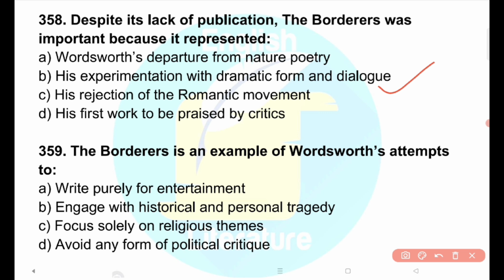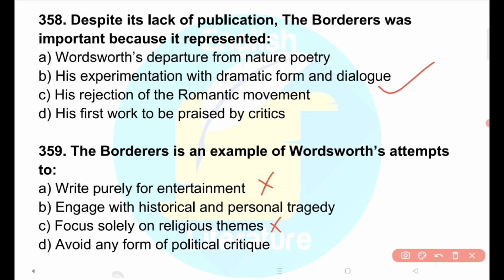The Borderers is an example of Wordsworth's attempts to option A: write purely for entertainment. The play was a serious philosophical and psychological exploration, not just for entertainment. Option C: focus solely on religious themes. No, while morality is a key theme, the play was not overly religious.